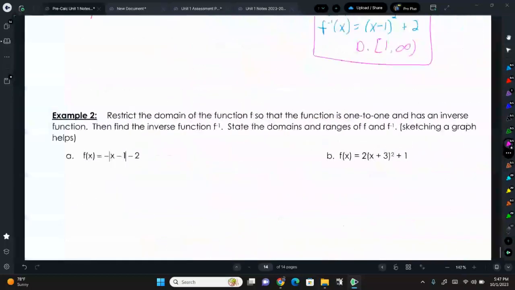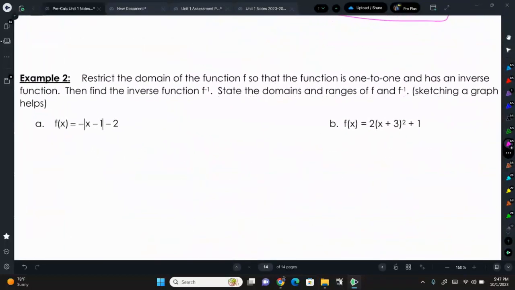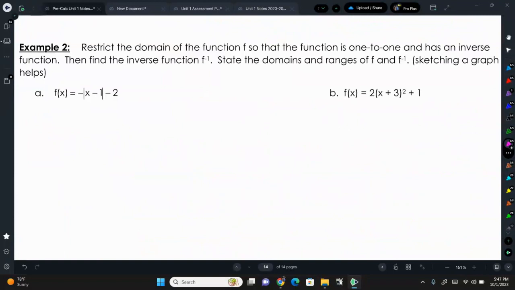So now with these problems down here, what we're going to do is restrict the domain of the original function so that the function is one-to-one and has an inverse that's also a function. Then we're going to find the inverse function, state the domain and ranges of f and the inverse.